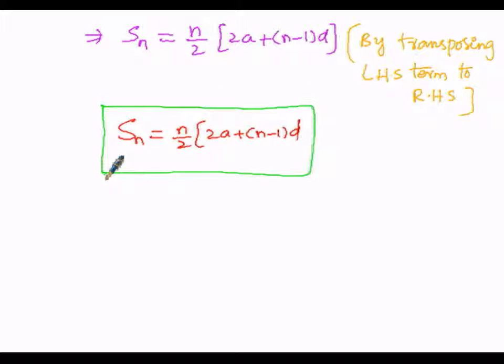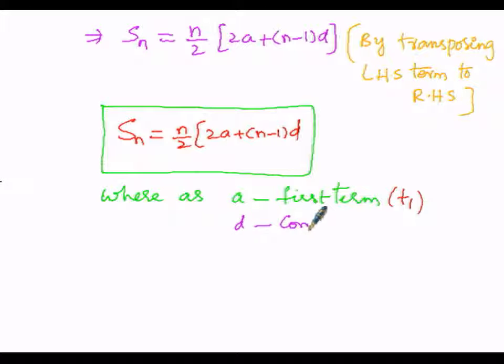So this is the formula for finding the sum of n terms, denoted by Sn, is equal to n by 2 into 2a plus (n minus 1) into d, whereas a is the first term and d is the common difference. So here a is the first term of the given arithmetic progression, which is denoted by t1, and d is nothing but the common difference.